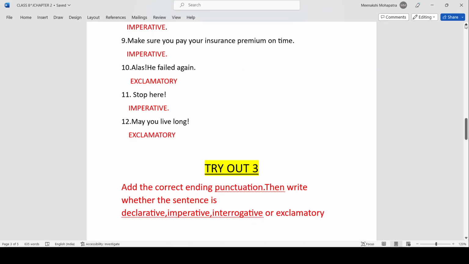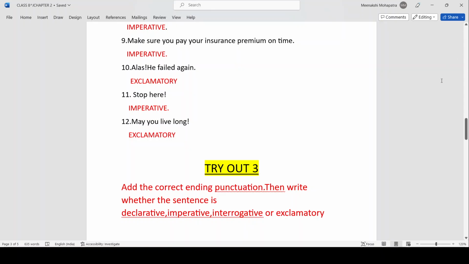Even though there is an exclamation at the end, it is an imperative sentence because it does not express any state of joy, sorrow, anguish, or success. So, it is an imperative statement because it is giving you an order. Stop here. Number 12. May you live long! Exclamation. Now, this is an exclamatory sentence.